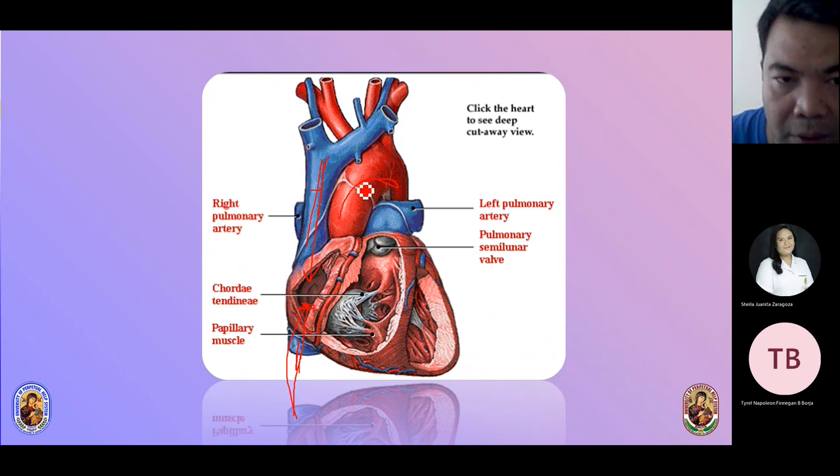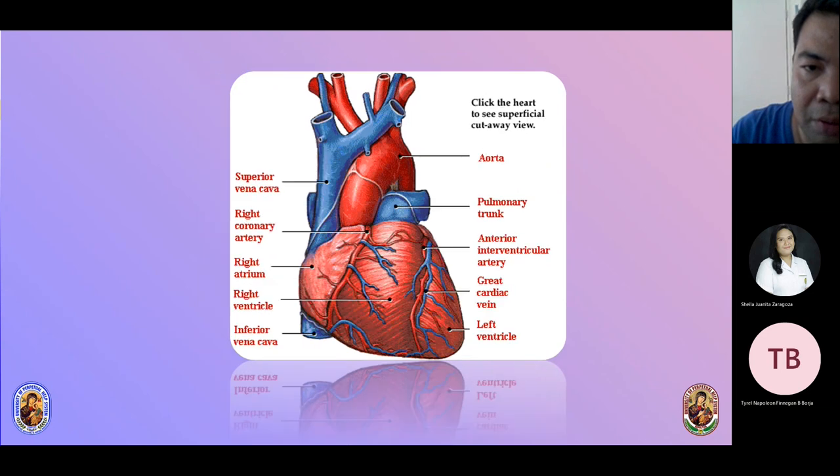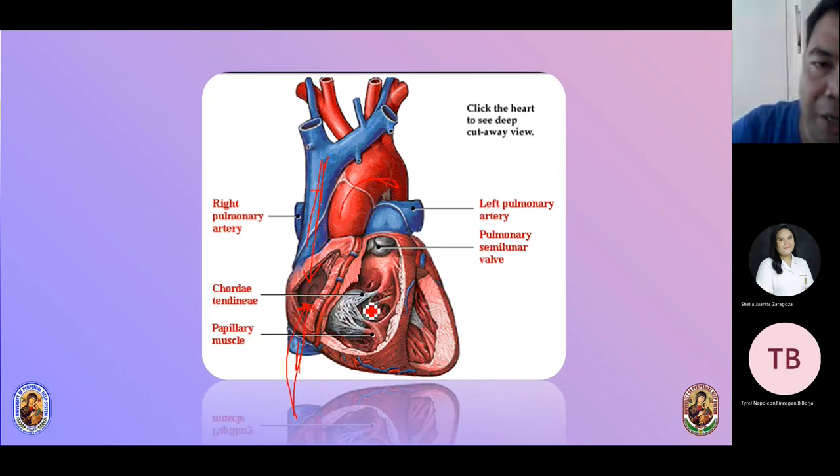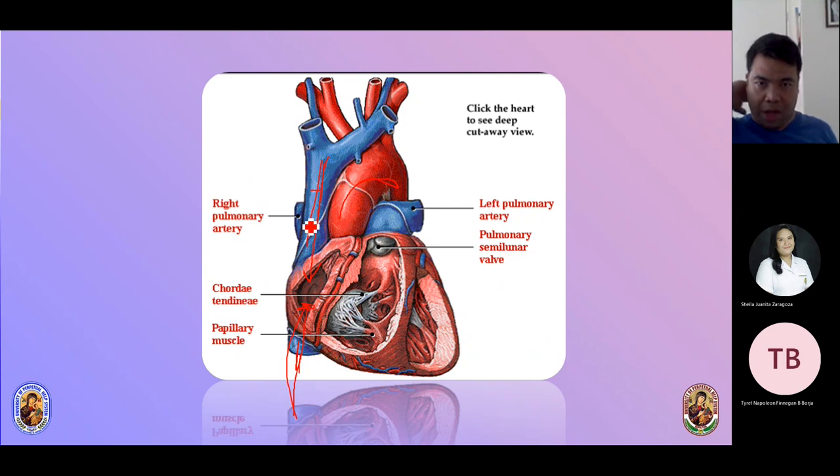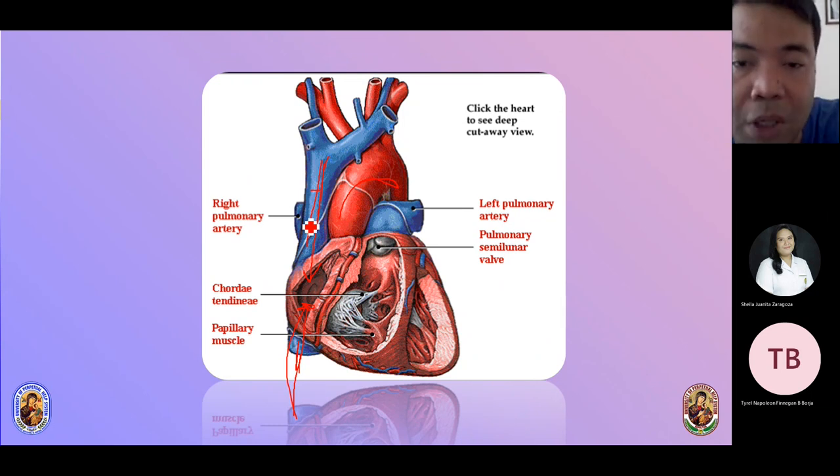What are the other arteries or blood vessels connected to the heart? You also have your left and right pulmonary arteries, which come from your pulmonary trunk. When we remove the outer layers of the heart, you can see the inside. What does the pulmonary trunk do? It divides into left and right pulmonary arteries. Their function is to pump unoxygenated blood to the lungs for oxygenation.